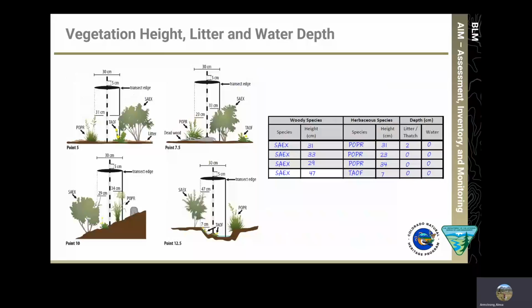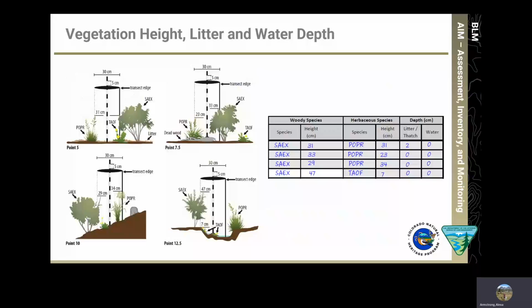Let's go over a few examples. At point 5, Salix exigua is the tallest woody species and Poa pratensis is the tallest herbaceous species within the 15 centimeter radius. Both species are at the same height at 31 centimeters. Litter is recorded as 2 and water is recorded as 0.